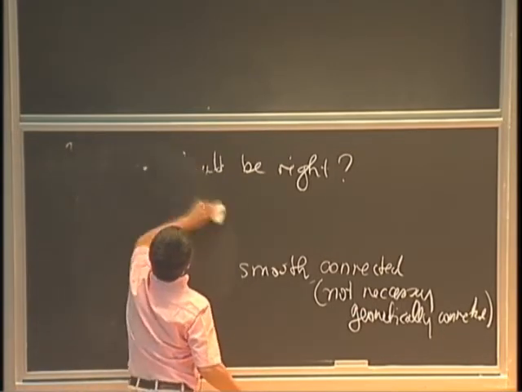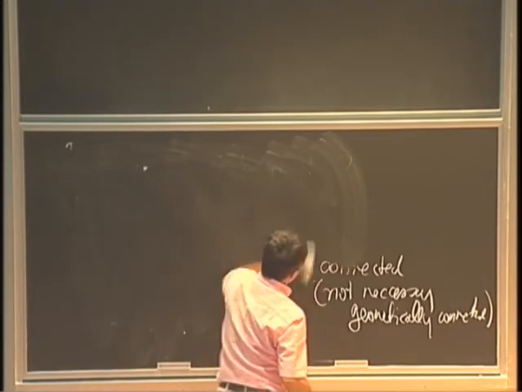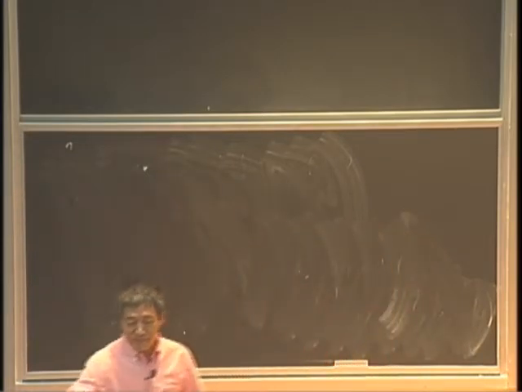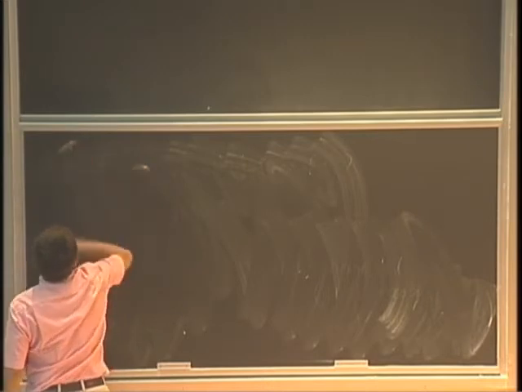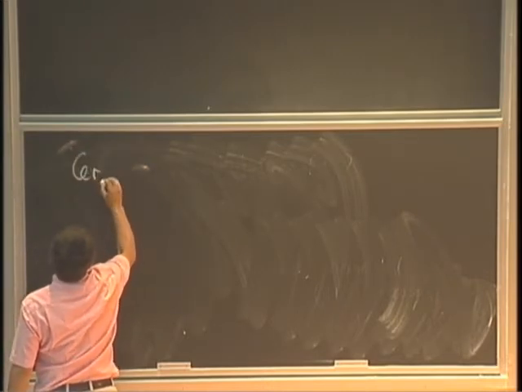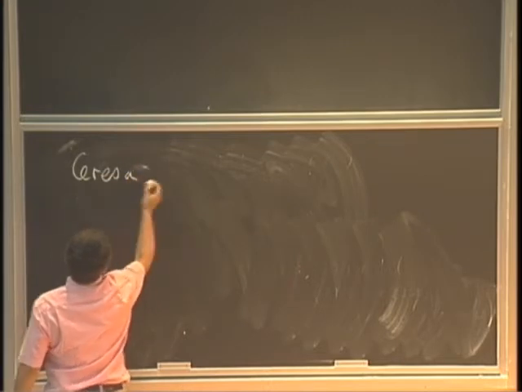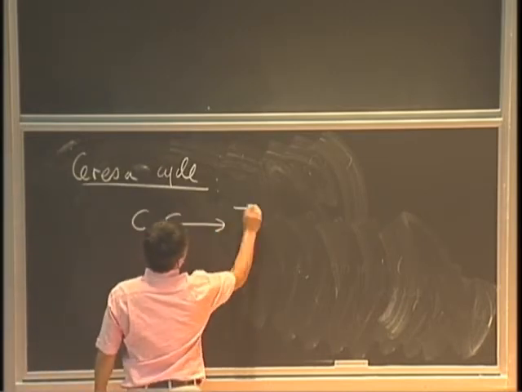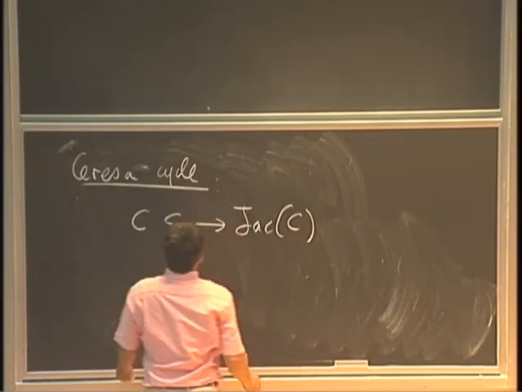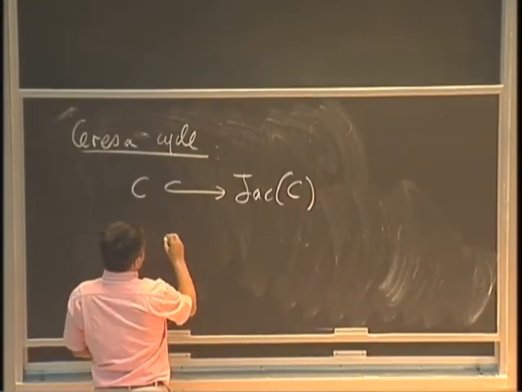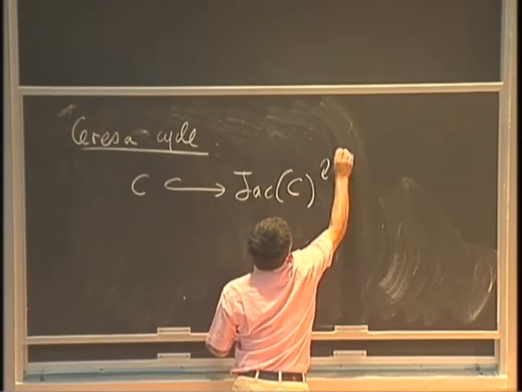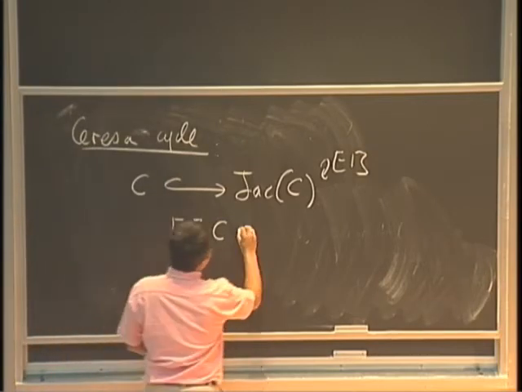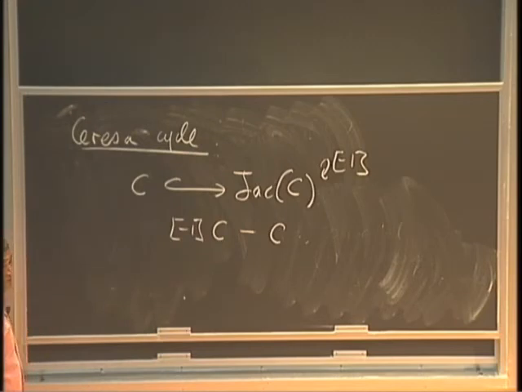I'll give you two more examples of cycles. One of them is the so-called Ceresa cycle. I forgot, maybe someone here is right. So if you take the embedding of C into the Jacobian of C, then you have a C inside. This one also has a multiplication by negative one, so you can also take negative one of C. You take the difference of these; these are also homologically trivial.